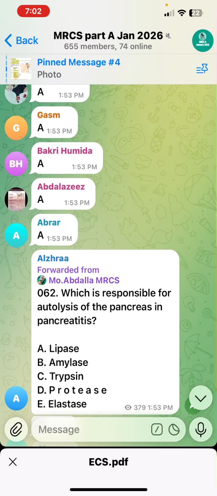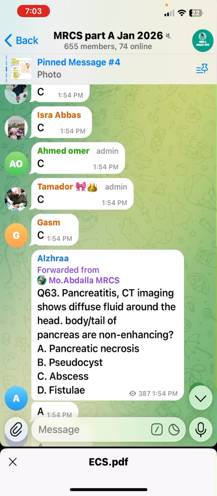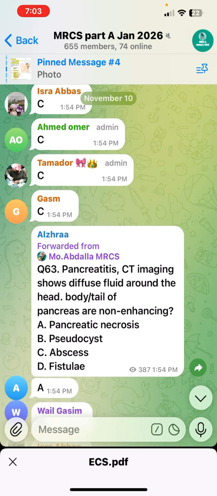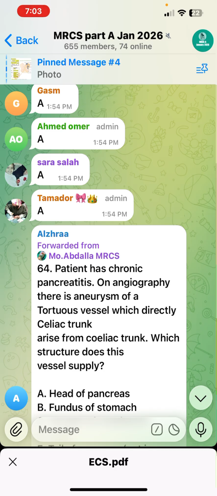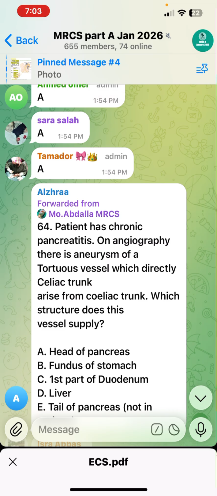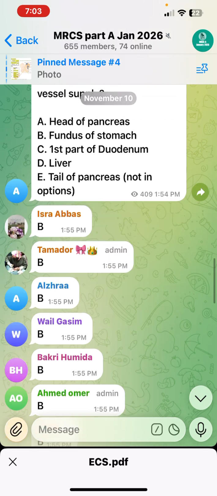Which is responsible for autolysis of pancreas? Amylase, trypsin, lipase, trypsin. Pancreatitis, CT imaging shows diffuse fluid around the head. Pseudocyst, necrosis, body, tail, everywhere there is diffuse fluid. Limited fluid means it can be necrosis. Patient has chronic pancreatitis, on angiography aneurysm, tortuous vessel. Which of the structures supplies the fundus of the stomach?